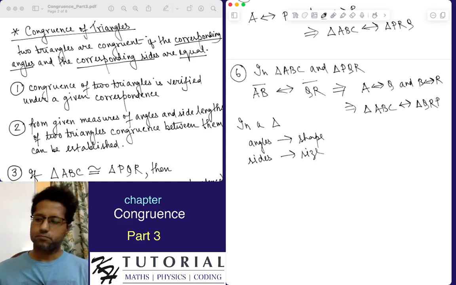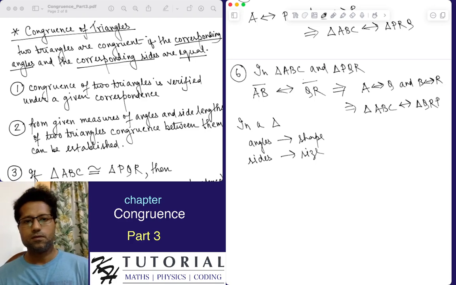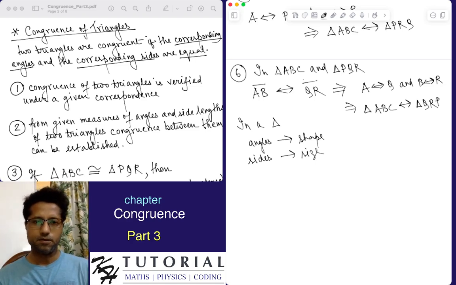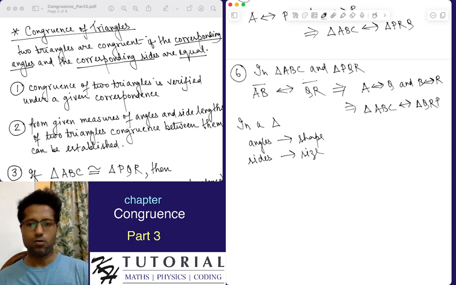Now the rules, you may have already completed this chapter on congruence, and you might already know about the SSS, SAS, ASA and RHS congruence conditions. Now remember that these four congruence conditions are based on a given correspondence.